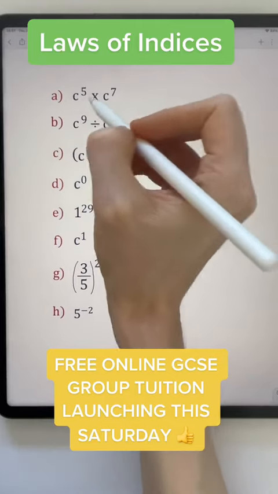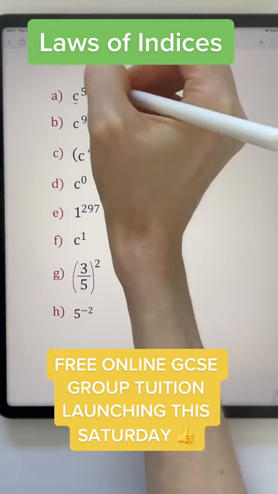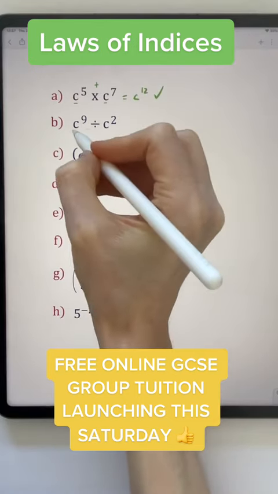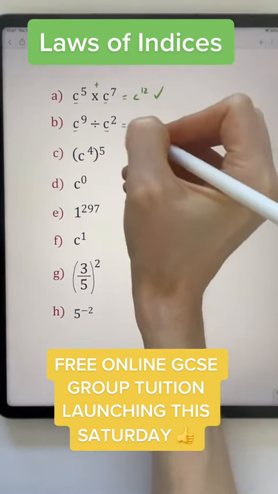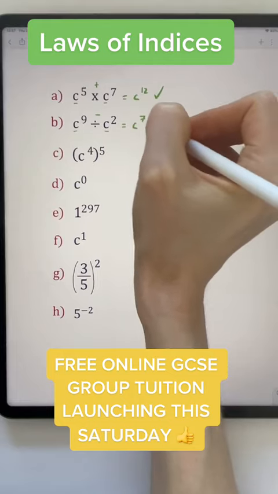When multiplying terms that have the same base, we keep the base the same and we add the powers. 5 add 7 is 12. When dividing terms that have the same base, we keep the base the same and we subtract the powers. 9 subtract 2 is 7.